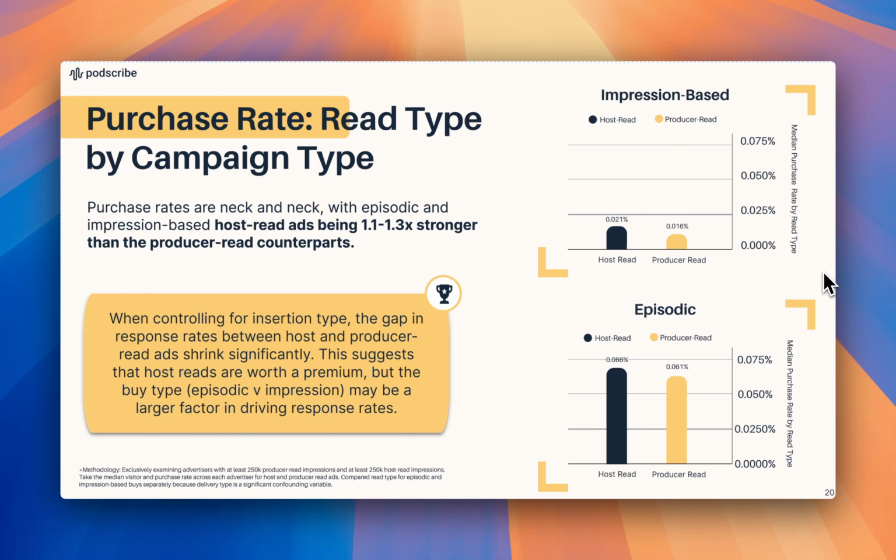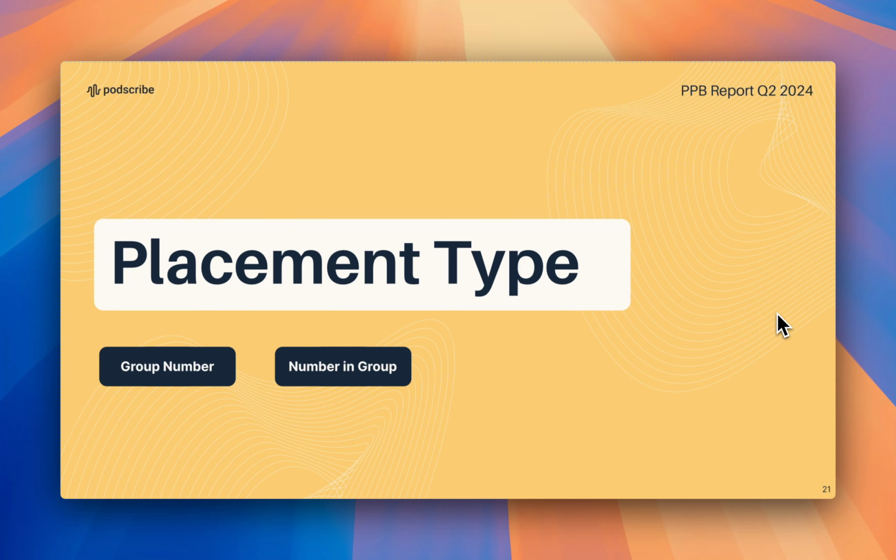Cool. All right, placement type. So Matt, maybe do you want to explain how we talk about placement in particular? Obviously, the industry uses pre-roll, mid-roll, post-roll. We like to take a different approach just because every show, every publisher has a different way in which they break out ads and ad groups. So these two slides in particular, we're going to go through group number and then number in group. Maybe Matt, you can give a little overview on what we mean by those.